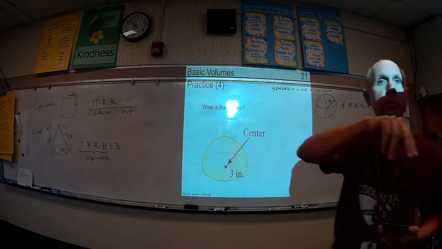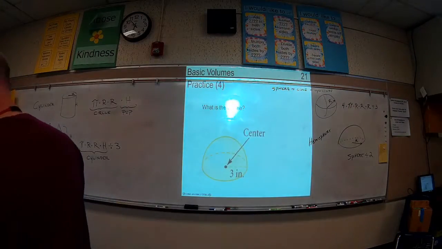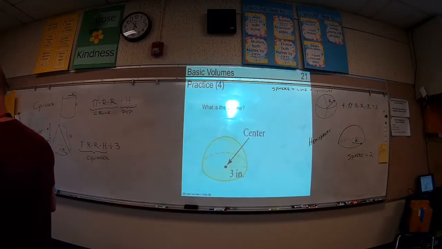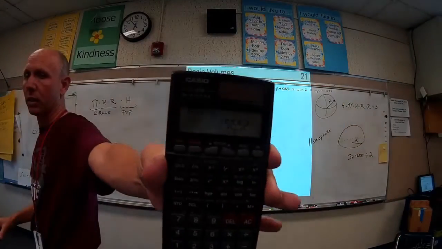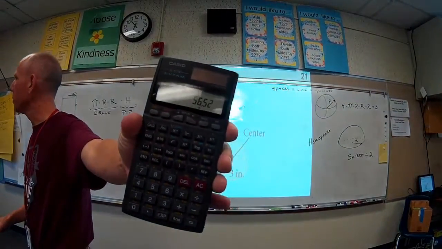Good, Cameron. Tell me what to push on my calculator. So it would be 4 times 5, times 3 times 3 times 3, divided by 3, divided by 2. Yep, and divided by 2 is going to give me 56 point something. 56.52.